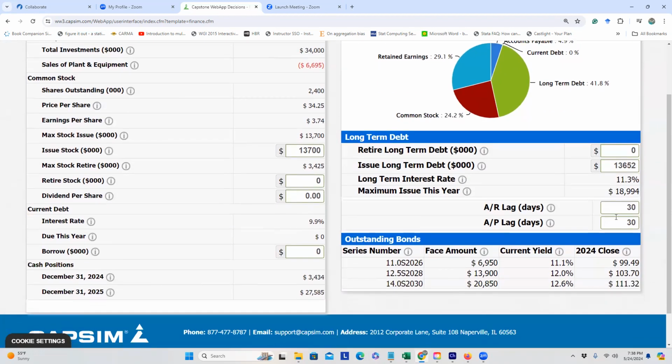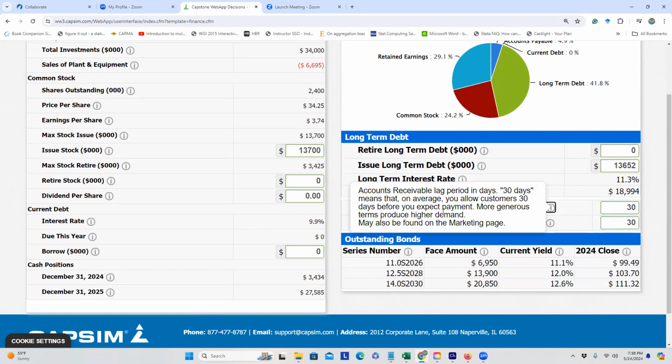Okay, and also here you're able to adjust your accounts receivable and accounts payable. Accounts receivable is the number of days your buyers have to actually pay back. If you increase this number, these are more favorable terms to your buyers, so there's going to be more demand for your product. This is when the industry gets more competitive and you want to figure out more ways of selling more of your product. So this is one way to differentiate and start selling more product.